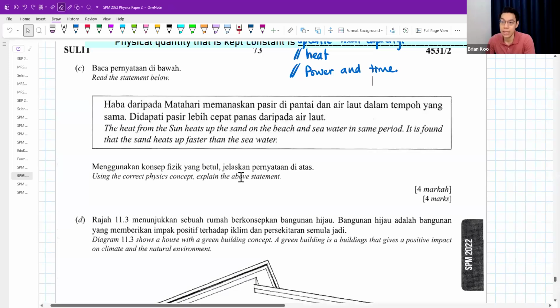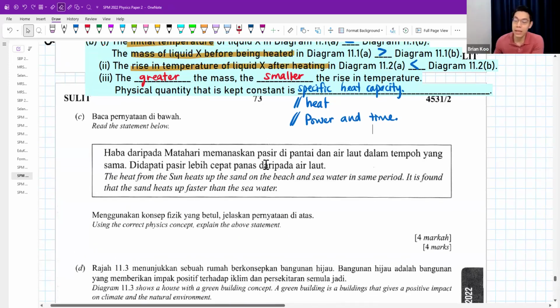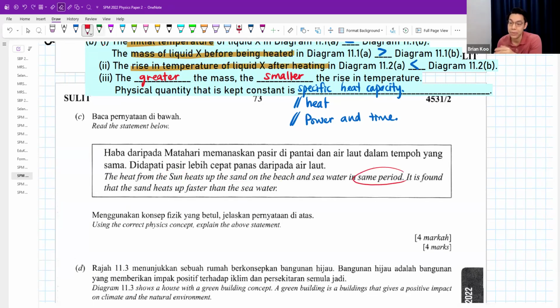Okay, then part C. Using correct physics concept, explain the above statement. They say, the heat from the sun heats up the land on the beach and the seawater in the same period, same amount of time. It is found that the sand heats up faster than seawater. Explain. 4 marks. A lot of people cannot get it, this one, because they thought this is asking about land breeze and sea breeze, which is not. It is not asking about land breeze and sea breeze. It is just saying the sun is heating the land and the sea. Why will one be hotter faster?